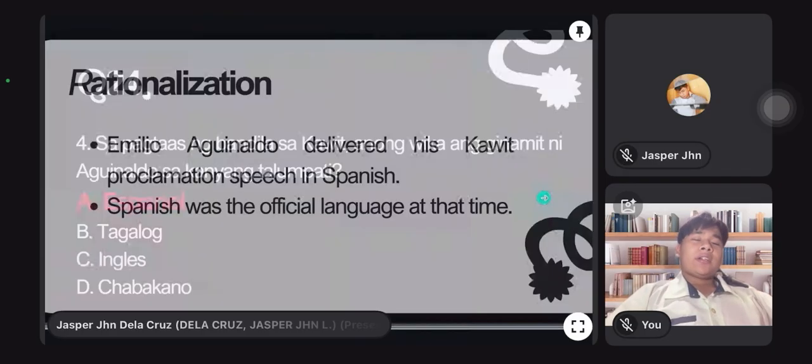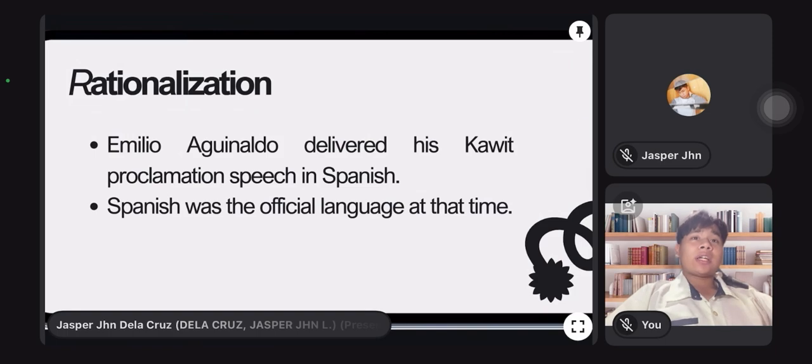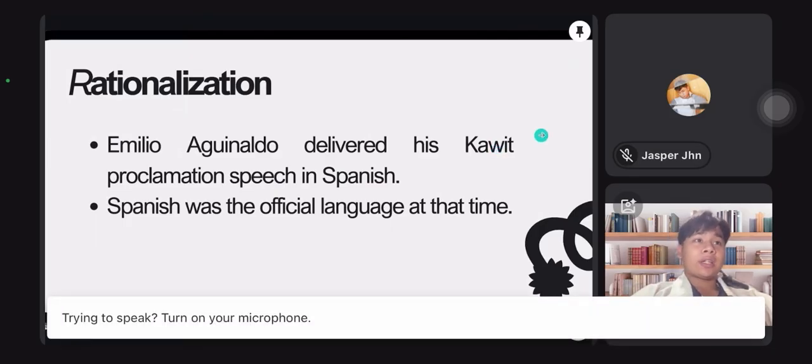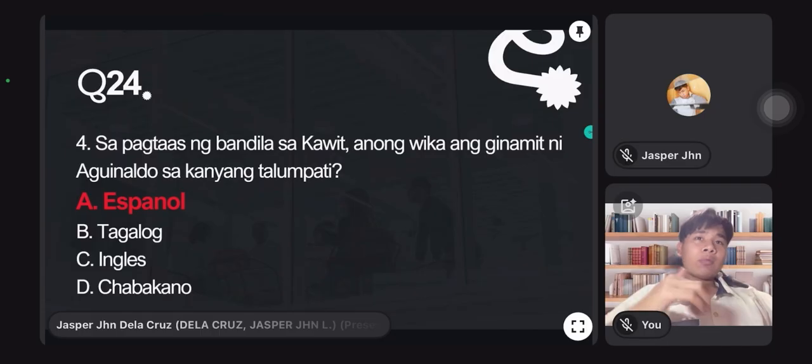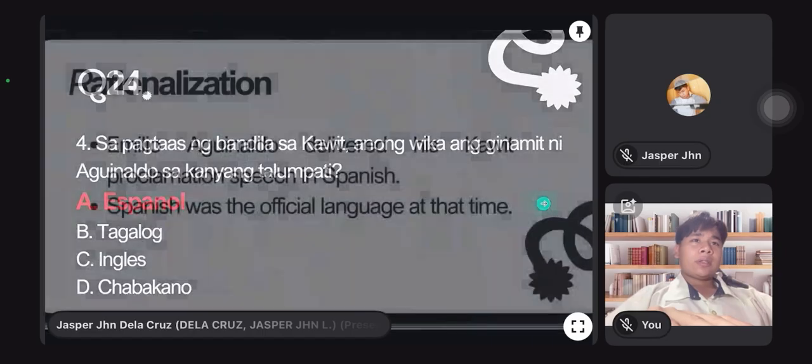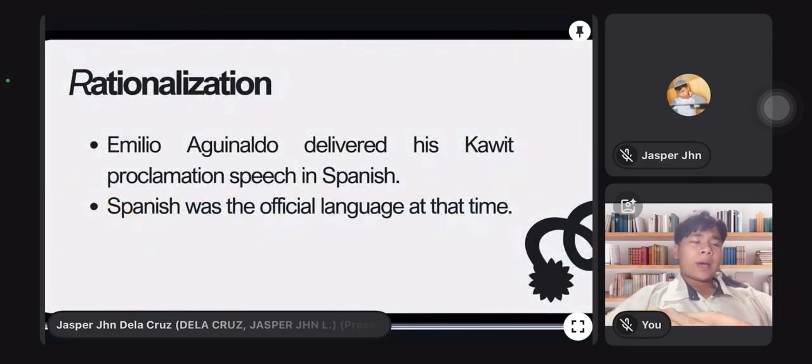Why letter A? Emilio Aguinaldo delivered his Kawit Proclamation speech in Spanish, and Spanish was the official language at that time. So, of course, the language used by Aguinaldo in his speech cannot be Tagalog because they cannot understand it. It cannot be English or Chabacano because it was the Spanish era at that moment. Alright?